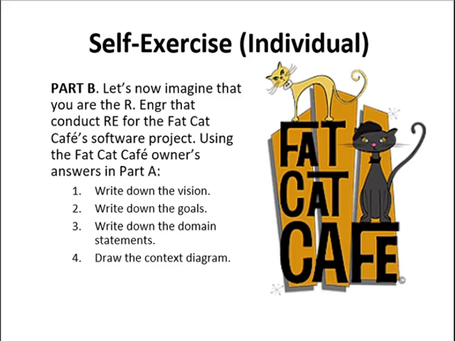With all those answers, try to write down the vision properly on paper. You got the information from the owner just now, which is also you, but you now become the requirements engineer. What is actually the vision of that owner, from the information that you get? Also write down the goal, write down the domain statement, and try to draw the context diagram based on the information that you get from part A.